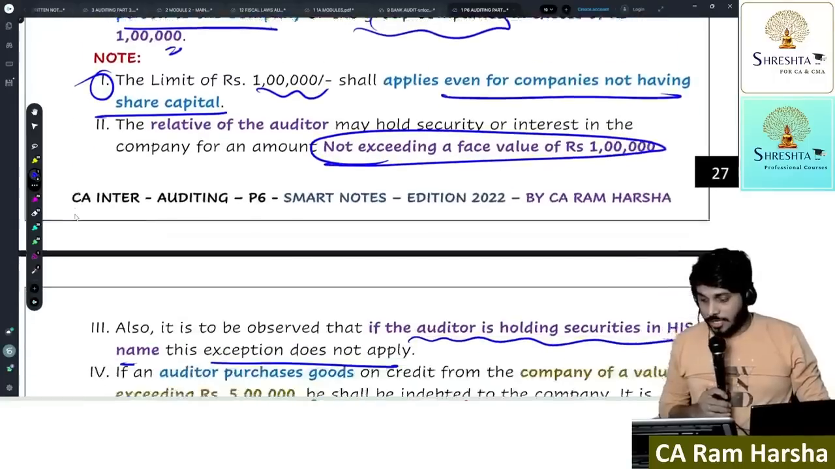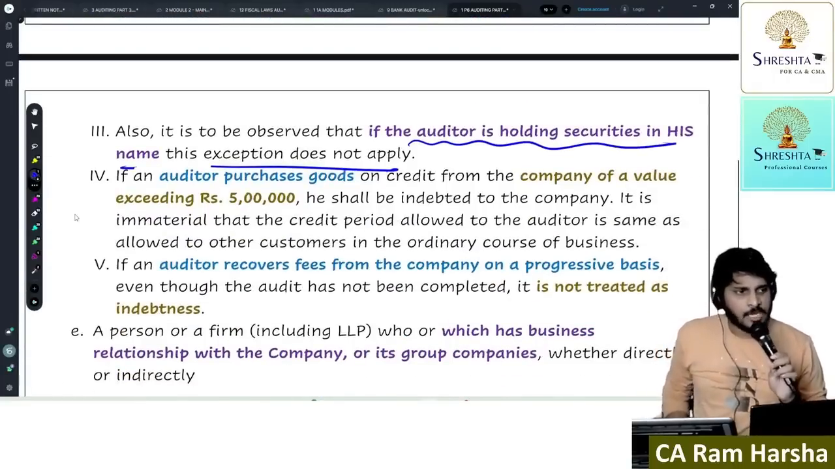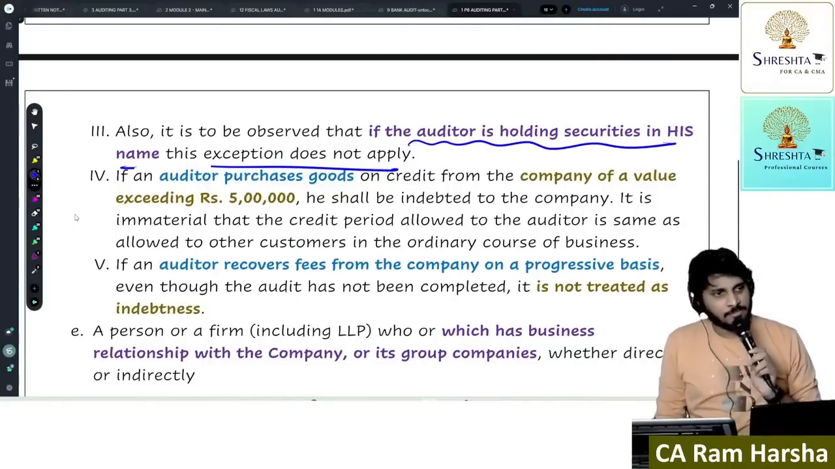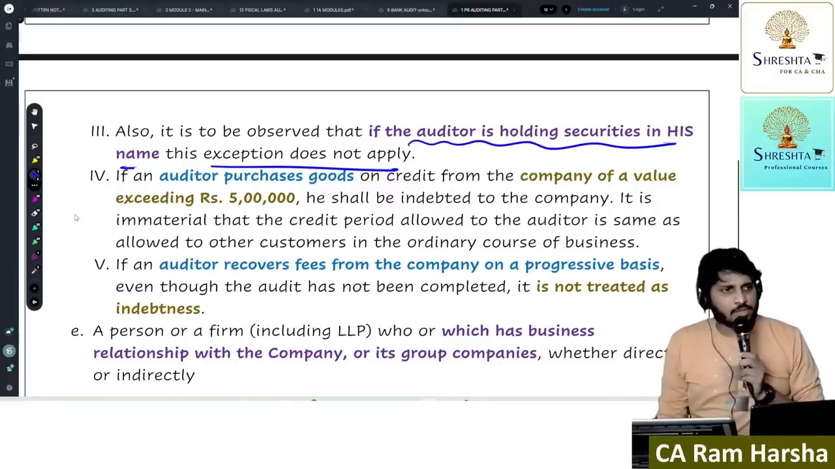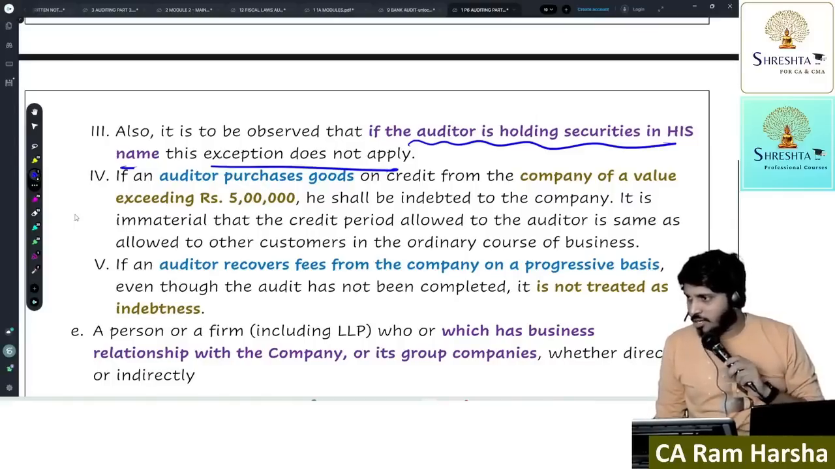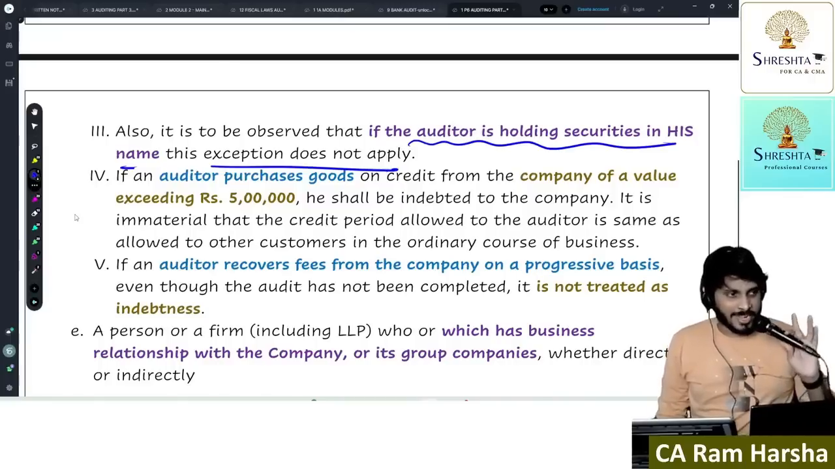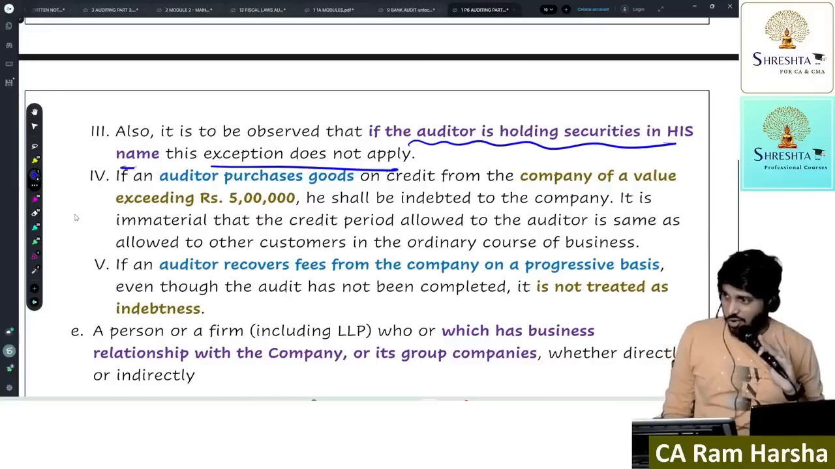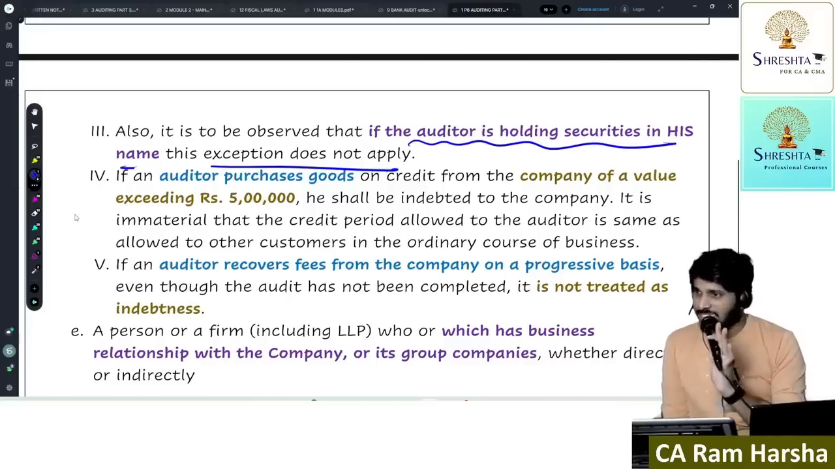Next. Now you see, indebtedness they are saying, right? Indebtedness means what? Suppose the company sold me goods in the ordinary course of business on credit. Just like any other customer of the company, I also got a credit period and I got 6 lakhs worth of goods. And the company is now asking me to appoint as an auditor. Will I accept or not? No. Even in the ordinary course of business, it doesn't matter. If you are indebted for 5 lakhs or more, yes, disqualified. Ordinary course, extraordinary course, normal course, all that doesn't matter. If the auditor is indebted for more than 5 lakhs, disqualified.